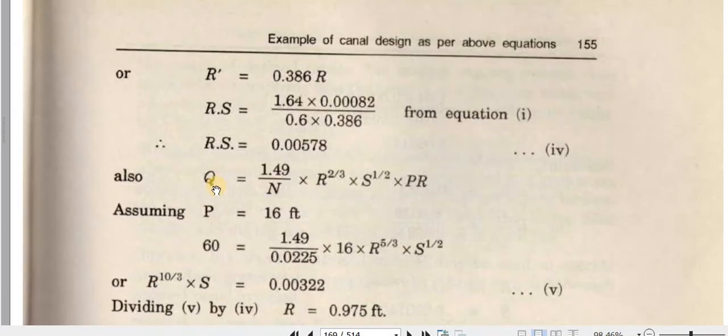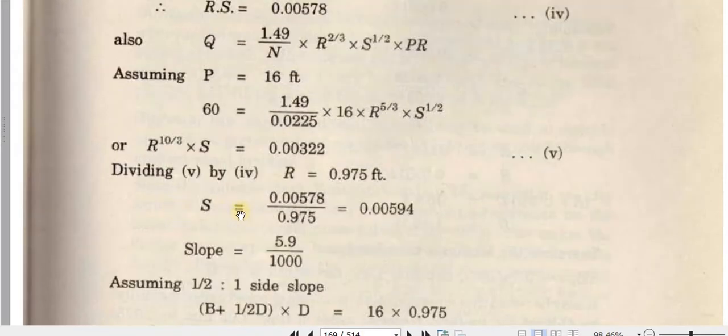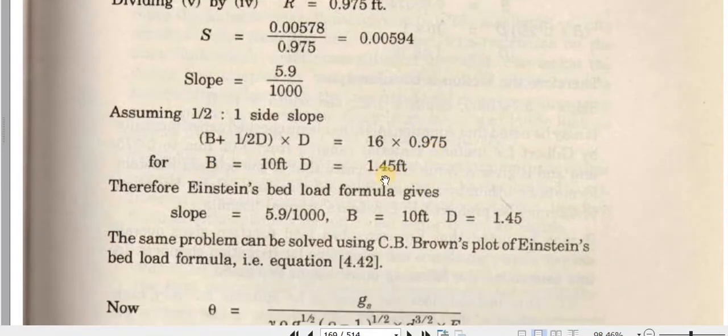Now we have 3 equations, and we have 2 equations and 2 unknowns in terms of R and S. Put R from this equation in here and you can calculate S, and you can calculate R, then side slope, then you can select the depth, you can find the depth, and therefore the Einstein bed load function gives these parameters of the channel.